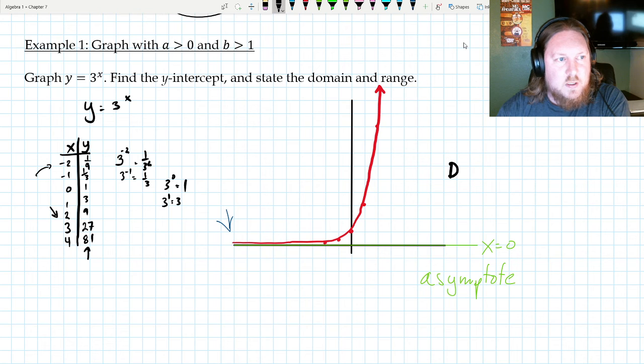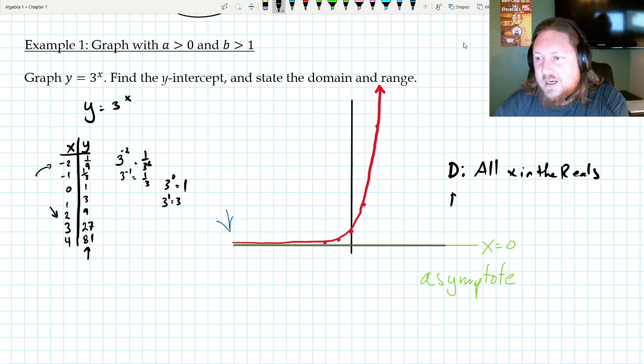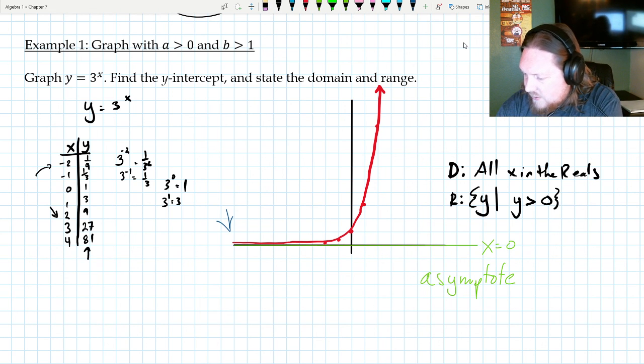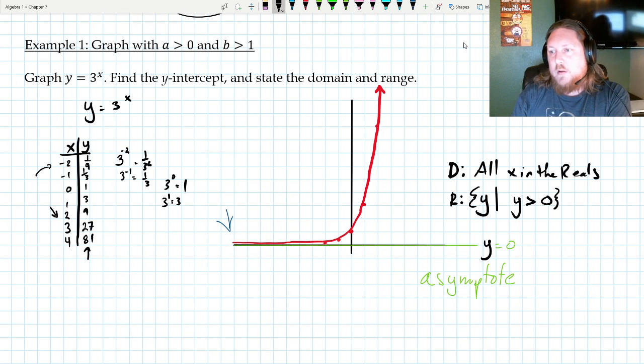A couple little things here. We need to describe the domain. Well, I can plug any exponent in, so the domain is all x in the reals. The one that's tricky is the range. So I'm going to say it's all y such that y is greater than and not equal to 0. Oh, wait a second. I can't believe I did this. I'll write that in black there. That's a horizontal line, so it should be y equals 0. It's always going to be bigger than 0 for this case. So if you've just got a whole number and it's positive there, it's always going to be bigger.